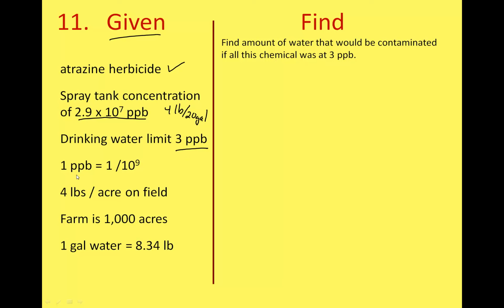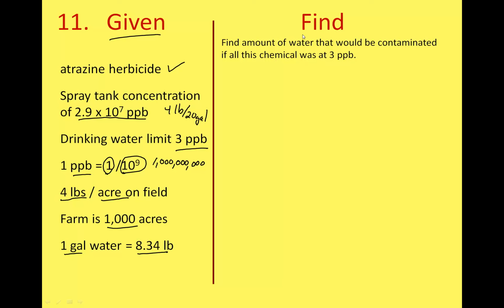And what is 1 part per billion? That's not parts per million, it's parts per billion. That is 1 part per 10 to the 9th. That's 1 with 1, 2, 3, 4, 5, 6, 7, 8, 9 zeros after it. So 1 part out of a billion. Now the rate of application for atrazine to control weeds is about 4 pounds of chemical, of active ingredient, for every acre of the field. And we're multiplying this by 1,000 acres for the total quantity of chemical applied by an individual farmer. And then we have the extra information: 1 gallon equals 8.34 pounds.